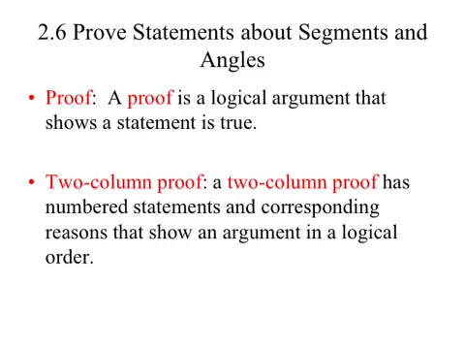First of all, a proof. A proof is a logical argument that shows a statement is true. A two-column proof has numbered statements and corresponding reasons that show an argument in a logical order.